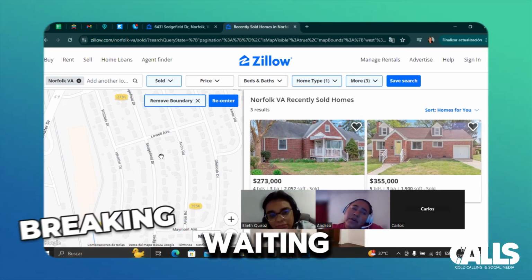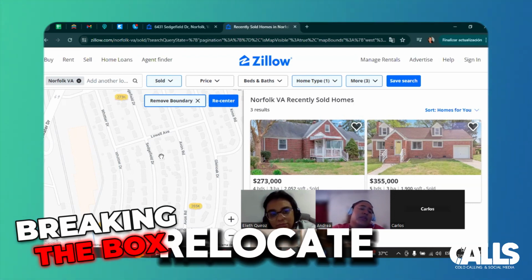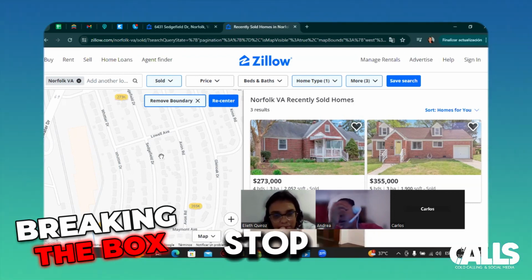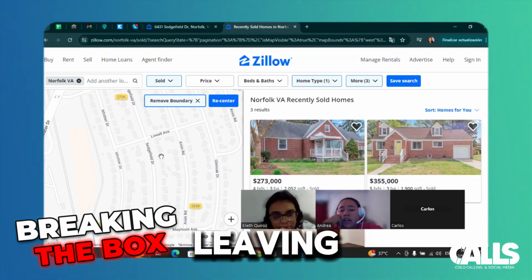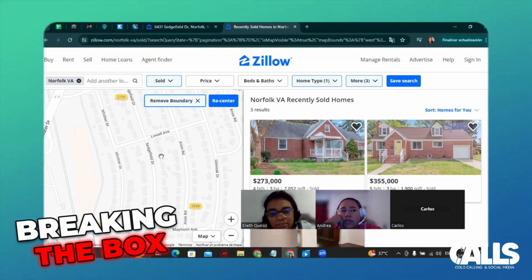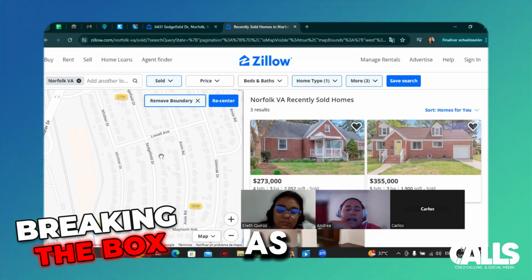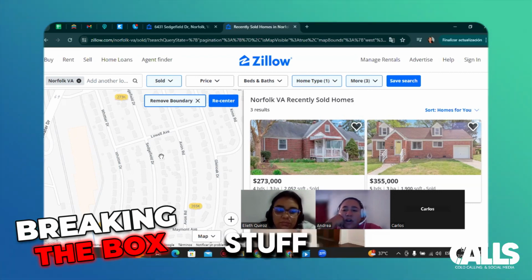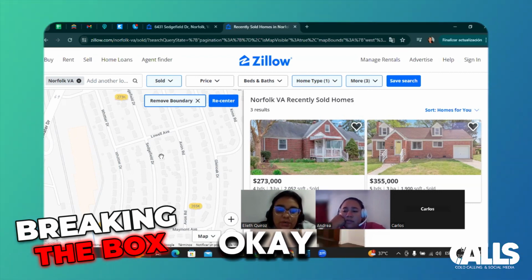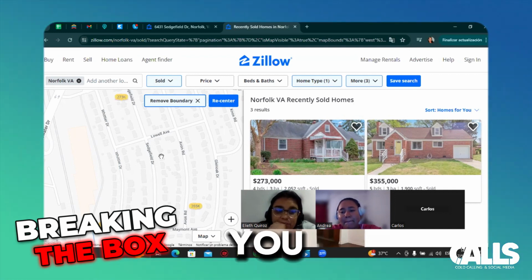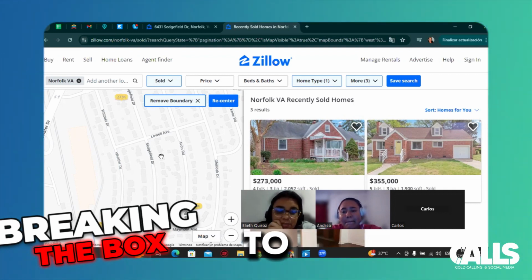Actually, we're just waiting for the money so we can relocate and buy new stuff for the house, because we're leaving all of the things. We're just leaving the house as is, taking our stuff and leaving. Okay. Andrea, so you guys are going to need some cash to move.